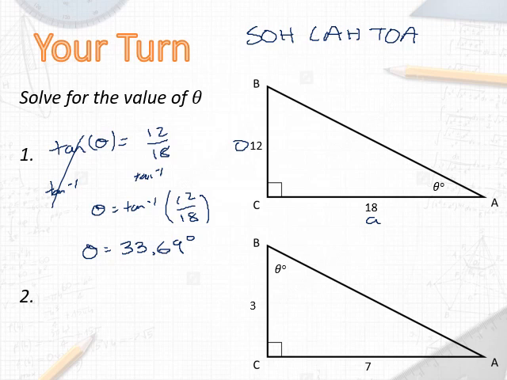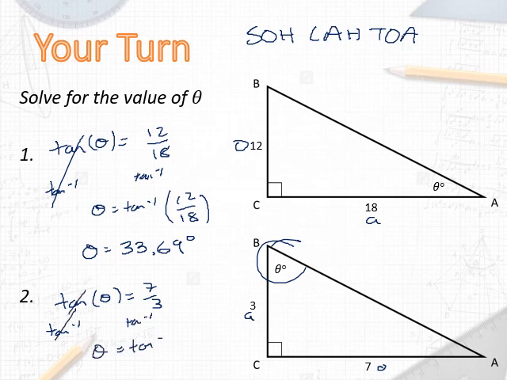Second one, angle is given to us, 7 is the opposite, 3 is the adjacent, still a tan problem. So tan theta is 7 over 3. We're going to multiply by tan inverse on both sides. So theta is tan inverse of 7 over 3, which is 66.8 degrees.